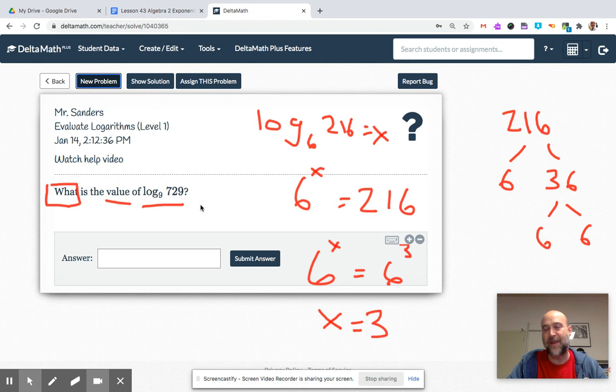729 is probably some power of 9. So I'm just going to look on my calculator. 729 divided by 9 is probably 81. And it is. So the answer is 3 again. So the key is you have to break this number down: first convert it into your exponential form, then try to link the bases together so the exponents are the same.